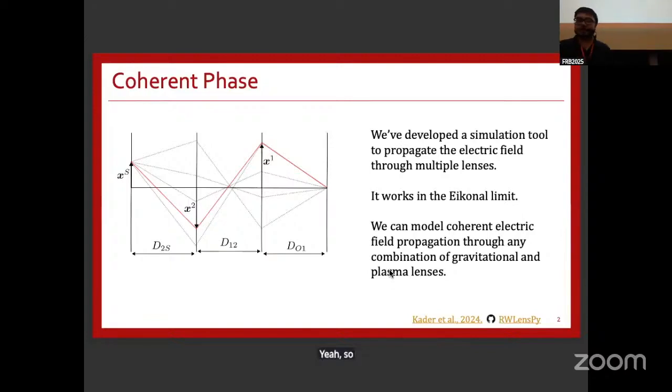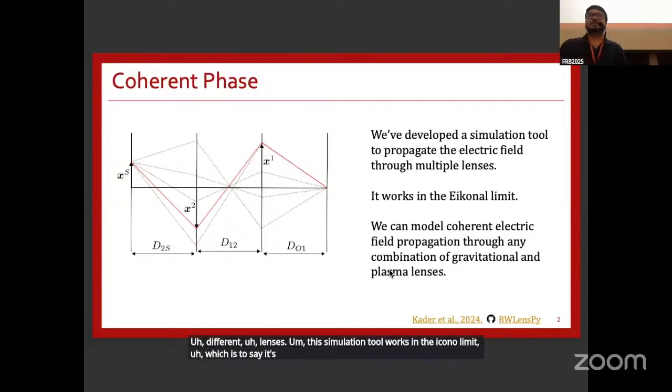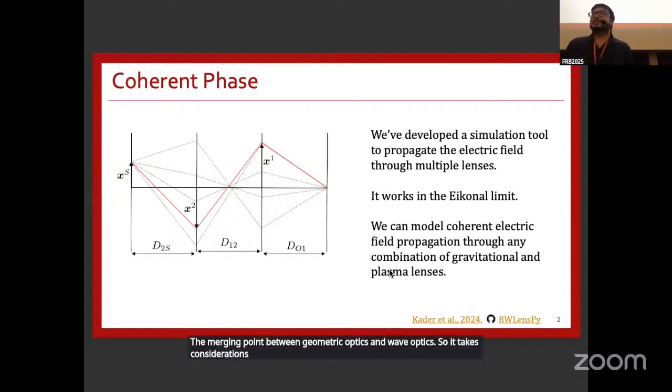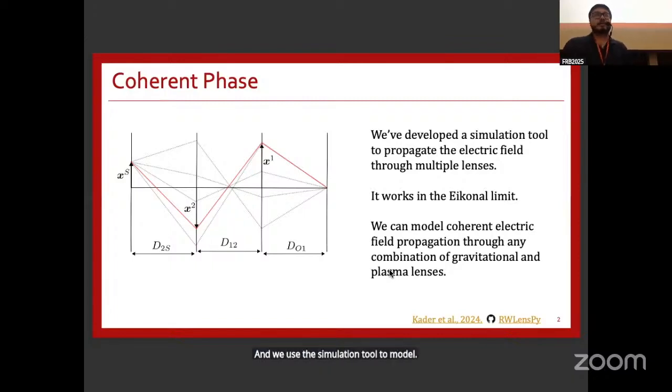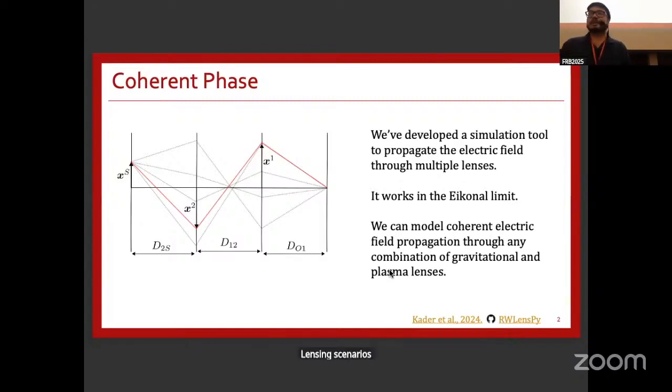Over the past year, we've been developing a simulation tool to model coherent lensing as it propagates through different lenses. This simulation tool works in the eikonal limit, which is to say it's the merging point between geometric optics and wave optics. So it takes considerations of rays, light rays, but it considers the phase information that gets propagated along with it. And we use the simulation tool to model coherent electric fields as they propagate through multiple lensing scenarios as they make their way to a radio telescope.